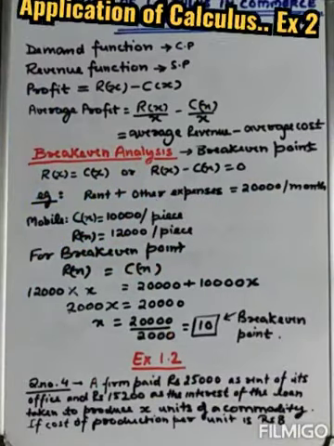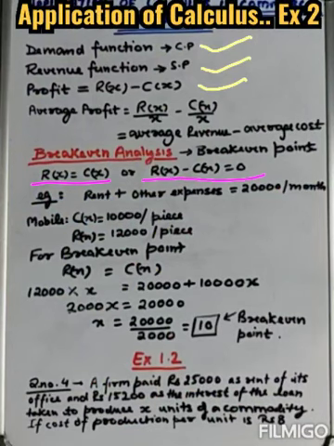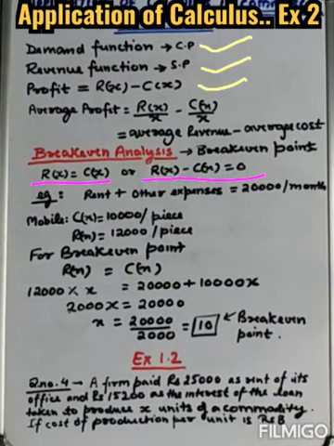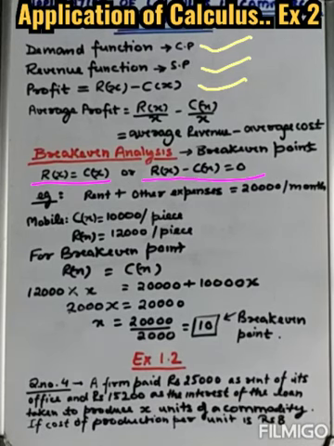Now children, we are going to deal with the second exercise of the chapter Application of Calculus in Commerce and Economics. In the first exercise, we went through the cost function. The cost function was the total cost of any product. Clear? Now we are going to differentiate that cost function into two things, like in profit and loss, where we discussed cost price and selling price.